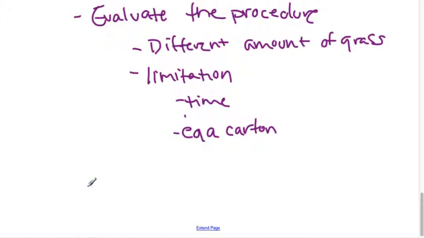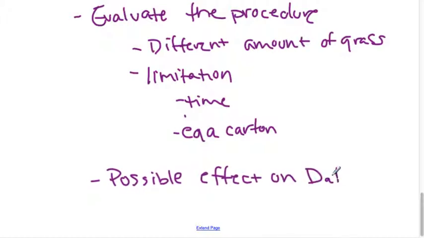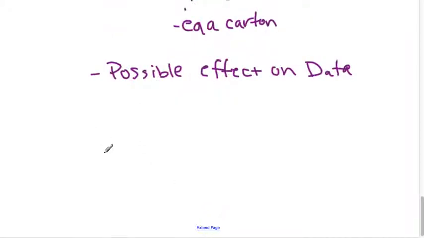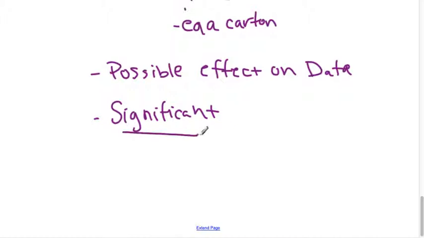And once you're done with evaluating the procedure, for each thing you mentioned, you want to look at its possible effect on the data. So if I just say that the roots grew into the egg carton and that messed up my data, well, that's not good enough. How did it mess up your data? Did it mean that things were heavier? Did it mean that things were lighter? What was lighter? My initial value? Did it make a difference between my initial and 2 weeks later or 1 week later? What happened with my light dark values? And I want you to tell me, was it significant? Was it enough to really mess it up?